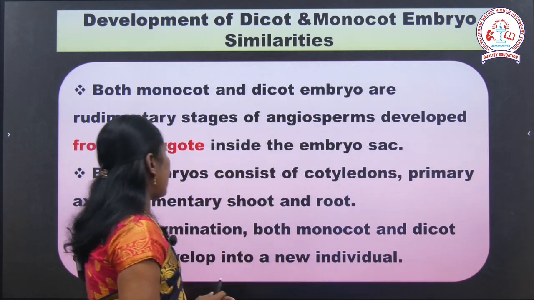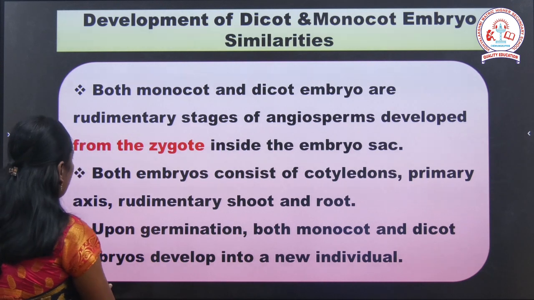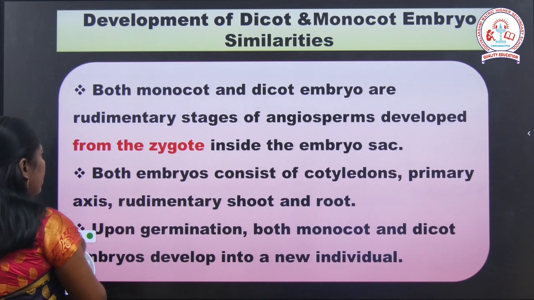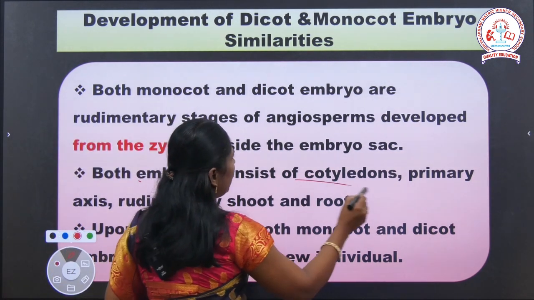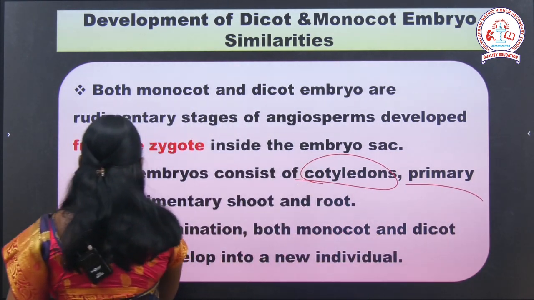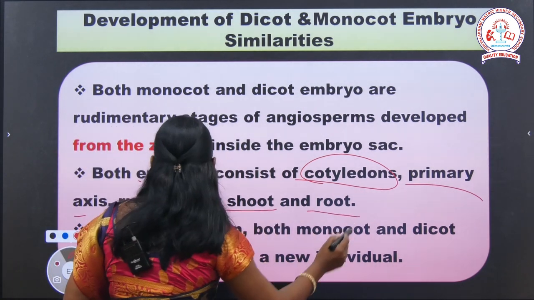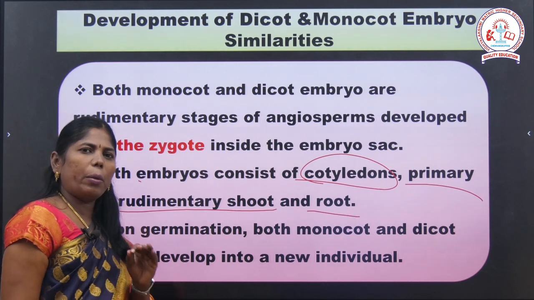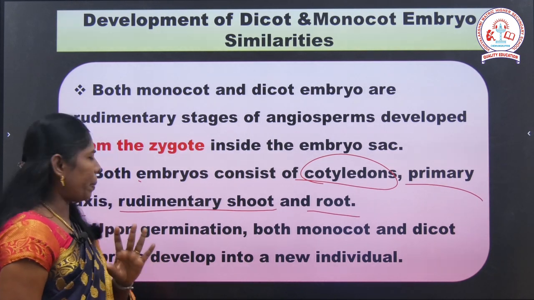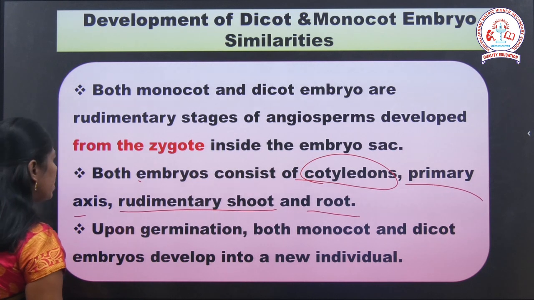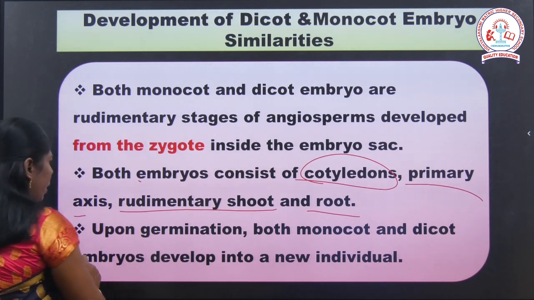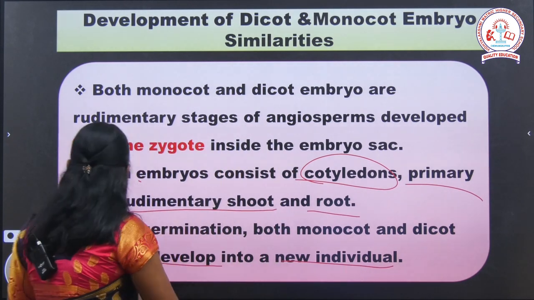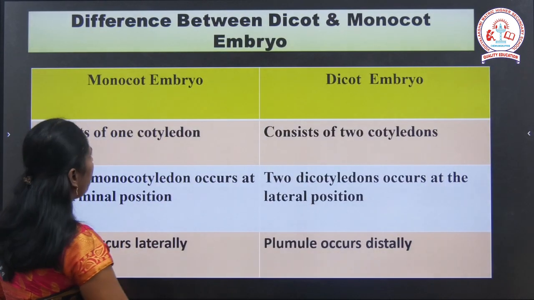Both embryos consist of cotyledons and a primary axis. Both have an embryonal axis, cotyledons, and a rudimentary shoot and root; everything is present. Next, germination. Both monocot and dicot embryos develop into a new individual. Both germinate and give us a new plant.